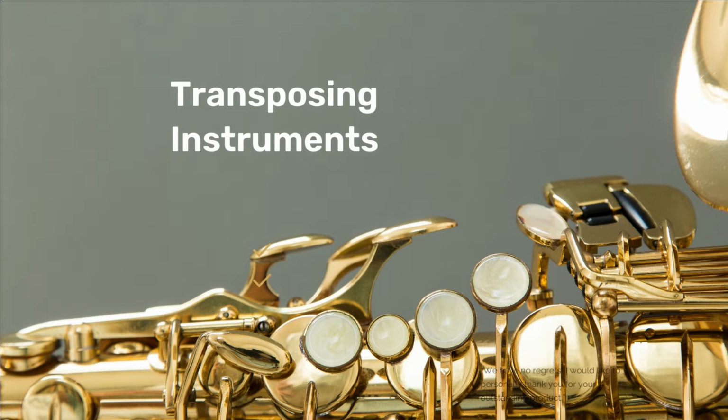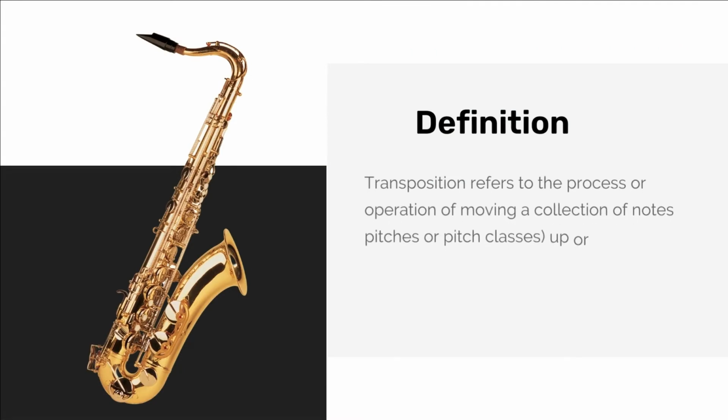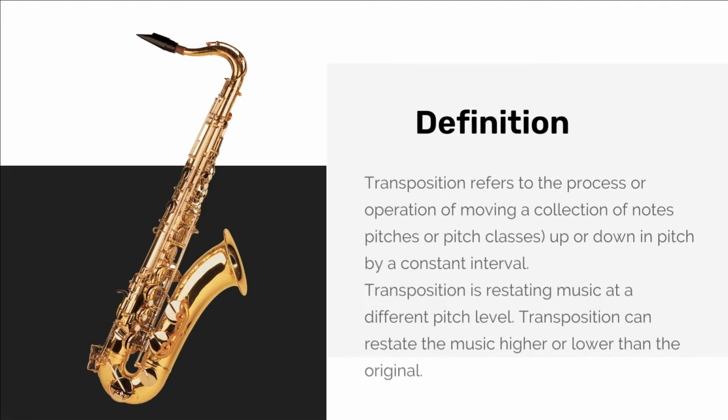We are looking at transposing instruments. In this video, we want to look at the wind instruments, the brass wind instruments that basically are transposing instruments. Now first, let's begin by looking at the meaning of transposition. Transposition refers to the process or operation of moving a collection of note pitches up or down in pitch by a constant interval. The moment these note pitches are moved by a constant interval, then that is what transposition is.